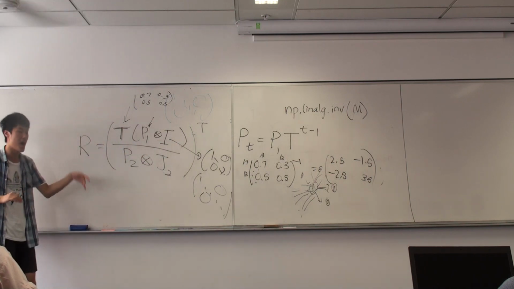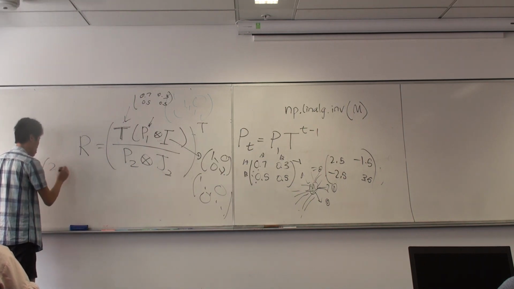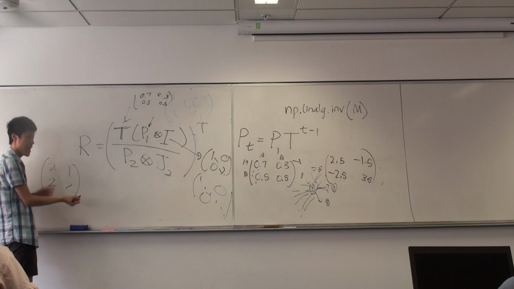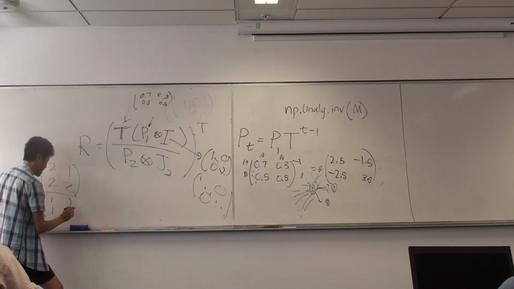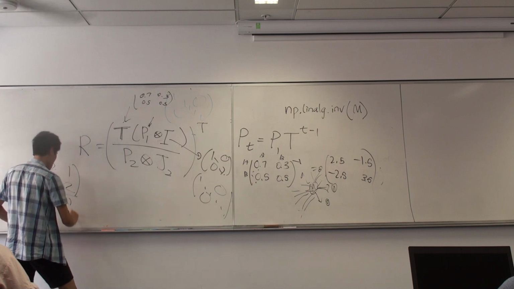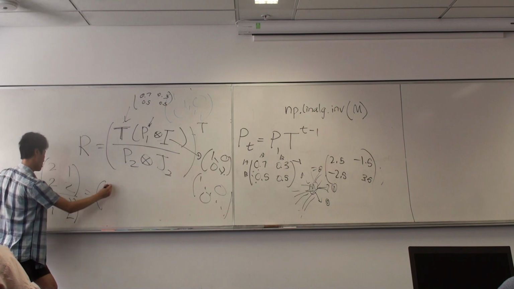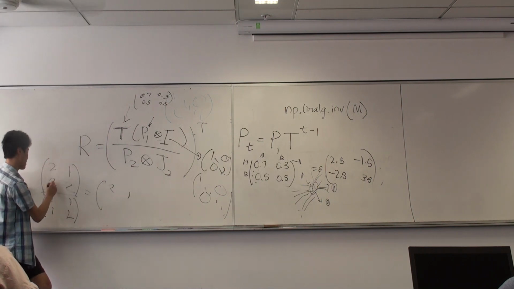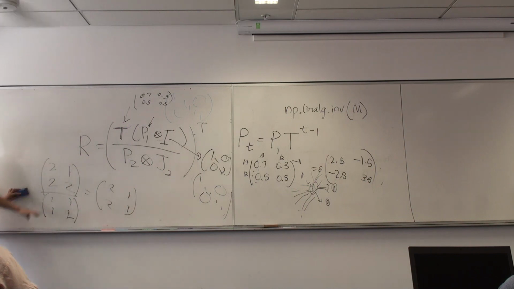Divide, so this is element-wise divide. It's not inverse. Element-wise divide means if I want to do 2, 1, 2, 2, element-wise divide by 1, 1, 1, 2, you just divide element-wise. So 2 divided by 1 is 2, 1 divided by 1 is 1, 2 divided by 1 is 2, 2 divided by 2 is 1. It's just every single element you divide.